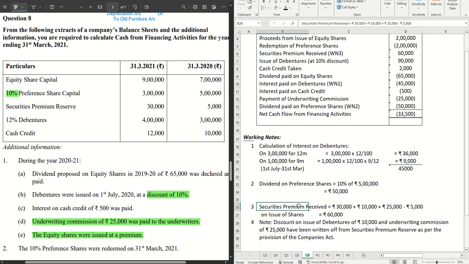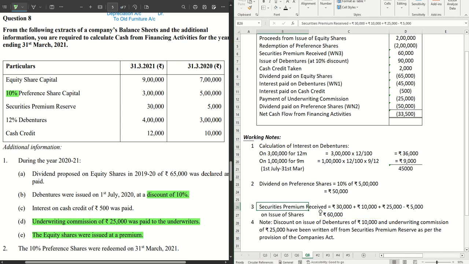So how do we do that? Let's have a look here. Calculation of securities premium received. So 30,000 is the closing balance plus 10,000, which has been written off already, plus 25,000, which is the underwriting commission that's written off already, minus 5,000, which is the opening balance. So we get 60,000 as the securities premium money received on issue of shares.